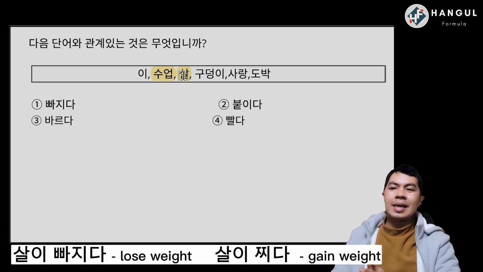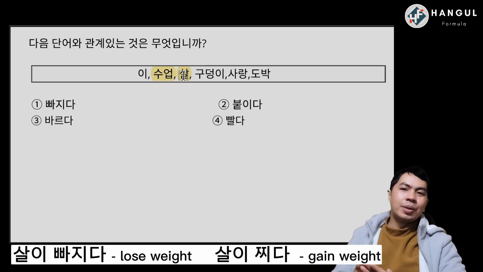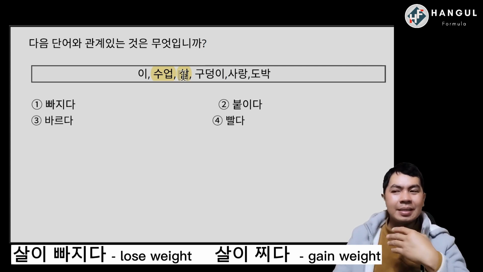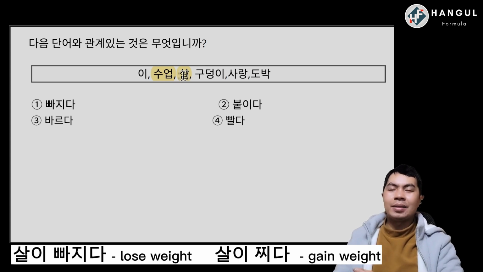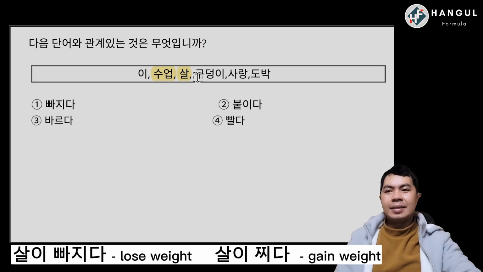And this one, sari pajoso, is what the women here in Korea want, to lose weight, okay, to become slim or sexy. Sari pajoso. Okay? And next is kudongi.